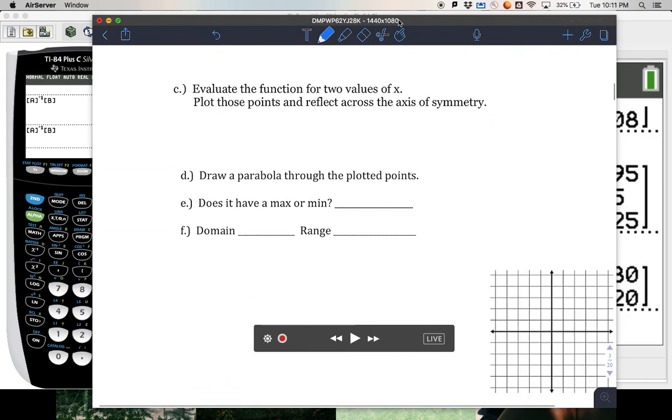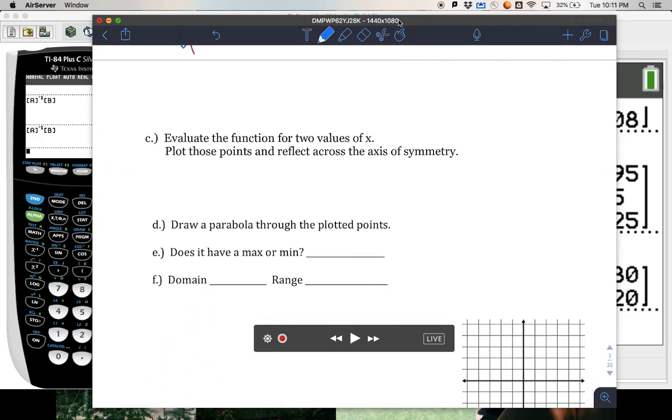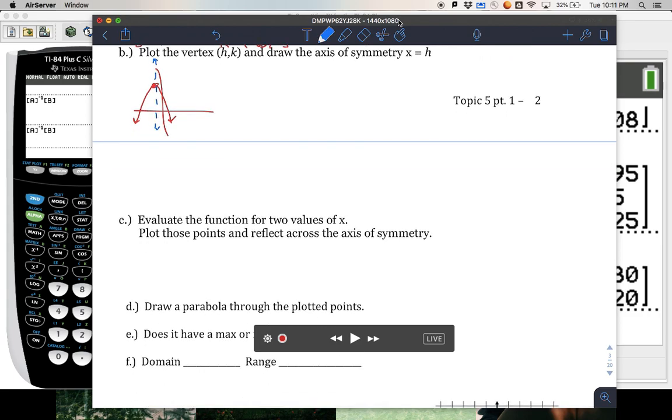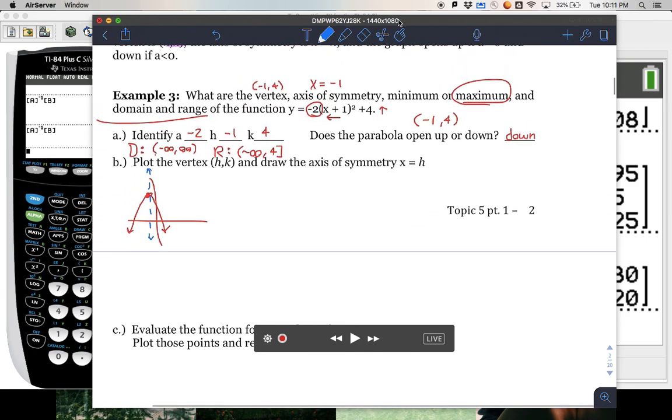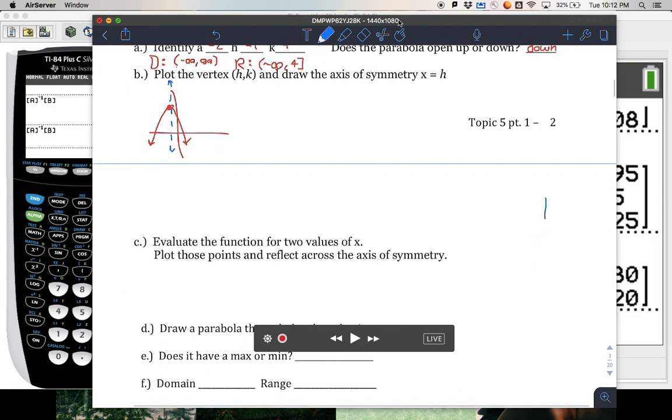And I guess we got part C. Oh, okay. I see what happened here. The page got cut off. So I guess we'll go and copy that over here in a second. Evaluate the function for 2 values of x, plot those points, and then reflect them across the axis of symmetry. Okay, so that's if you were to graph this without a graphing calculator. This would be all your different steps here.